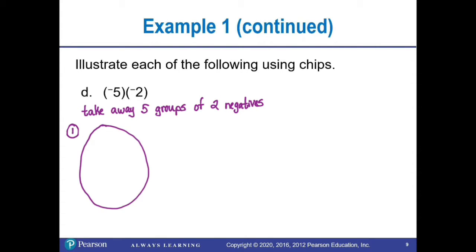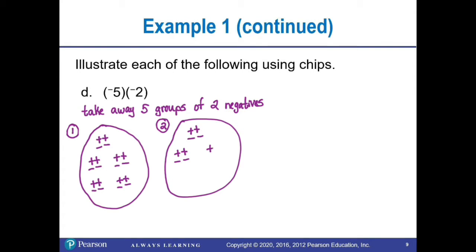We always start with 0. Now, I need 5 groups to represent 0. I can use positives and negatives. And notice I'm looking at groups of 2 here. So I have 1 group of 0, 2 groups of 0, 3 groups of 0, 4 groups of 0, and 5 groups of 0. When I have a plus and a minus together, that makes 0.